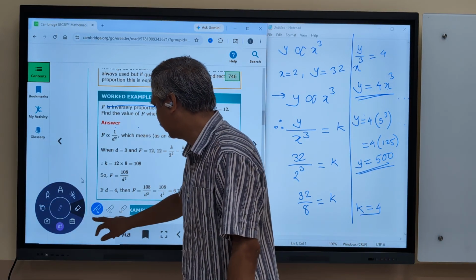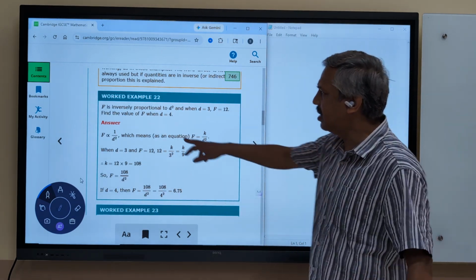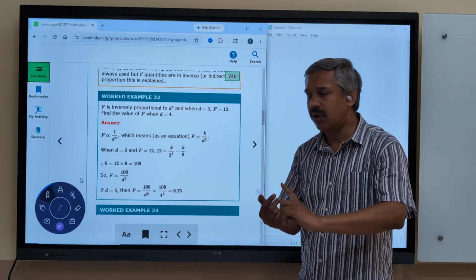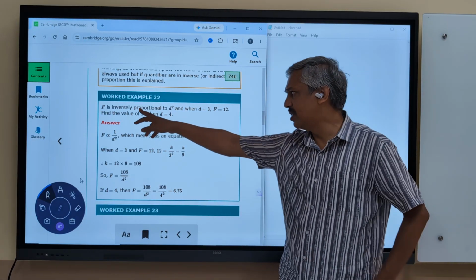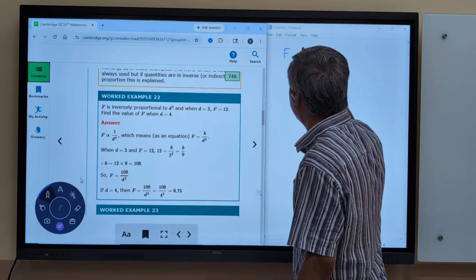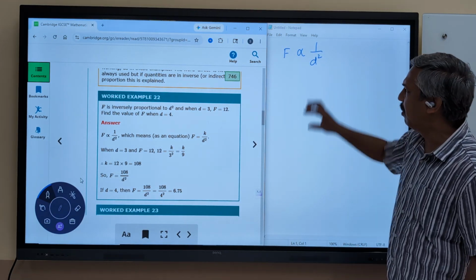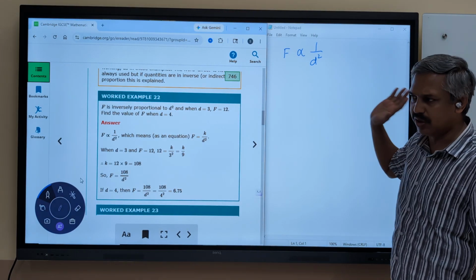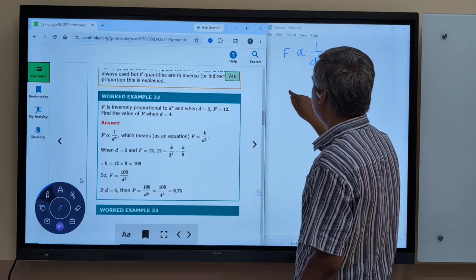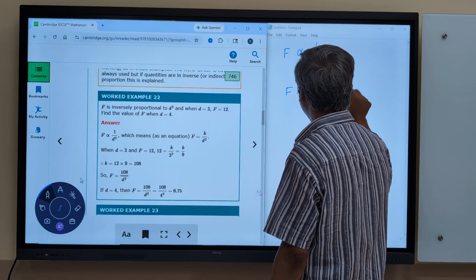The next one. F is inversely proportional to d square. This is there for all laws: Coulomb's law of electricity, then Coulomb's law in magnetism, then the gravitational law. In all these laws you see that the force is inversely proportional to d square. It is written like this: proportional to 1 upon d square means inversely proportional. So if that is true, then the multiplication of these two quantities, f into d square, must be equal to constant k.